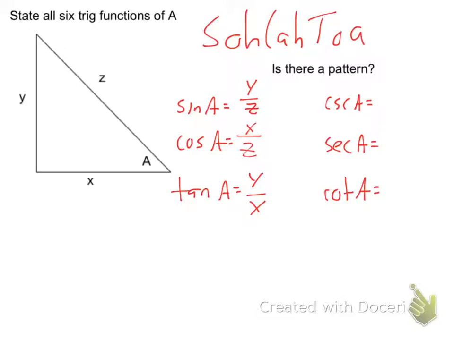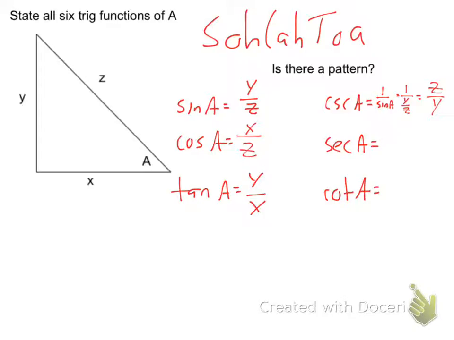Now we've got to go to cosecant. Isn't cosecant 1 over sine A? Okay, so let's write that once. That's 1 over sine of A. Do you know what sine of A is? Yeah. Isn't that just 1 over y over z? Wait a minute. I'm dividing by a fraction. And when you divide by a fraction, you do what? You multiply by the reciprocal, which ends up being z over y. Oh. Is there a connection here? Yes. We just flipped it.